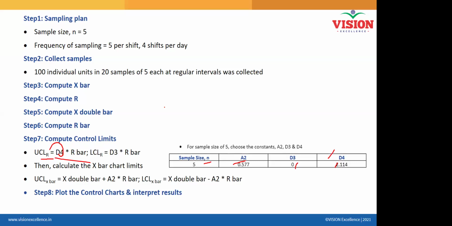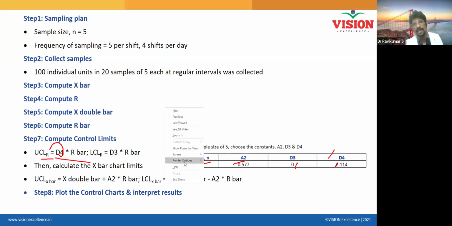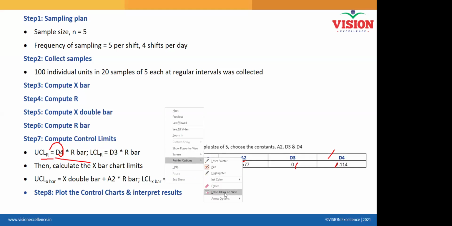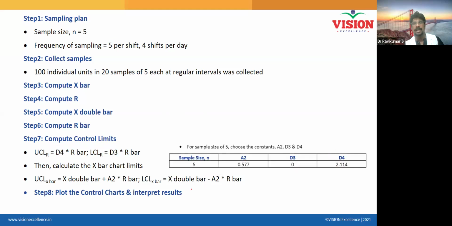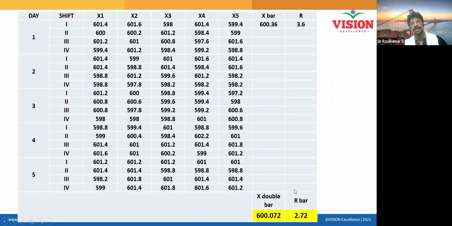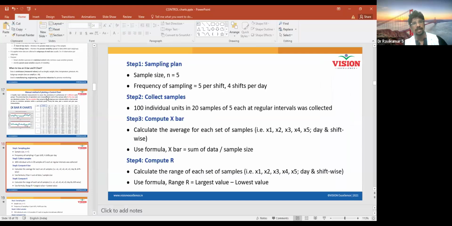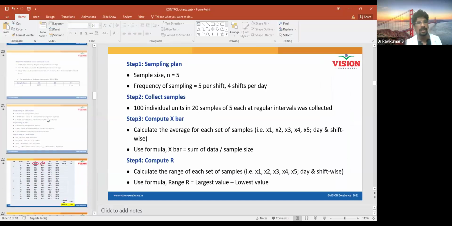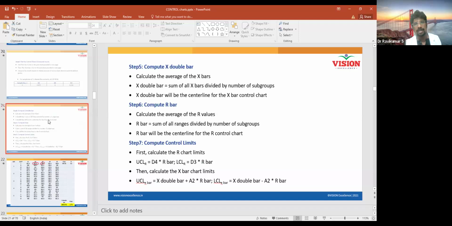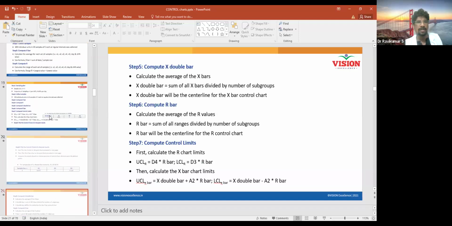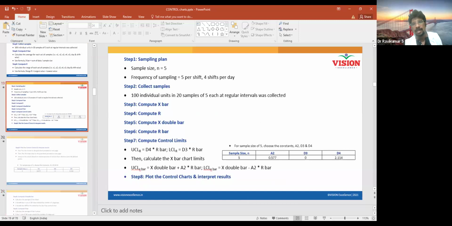How do we get these D3 and D4 values? If you are on the laptop, you can just type constant values for X bar R chart. Here it is, right? You can just type it on the internet and you will get all the data here. It is common data which is available on the internet.